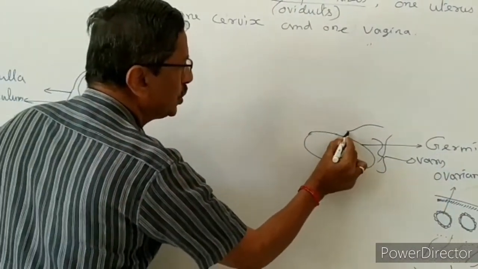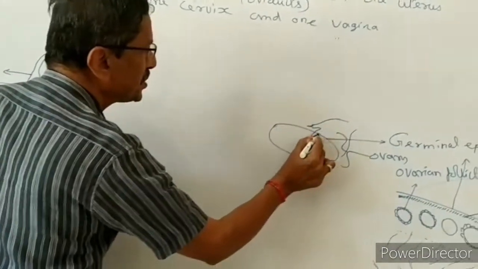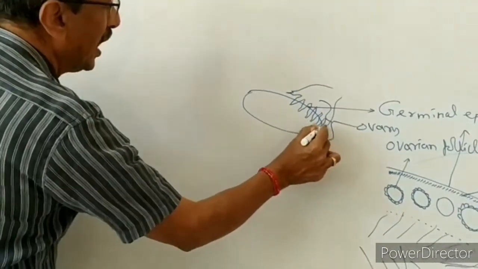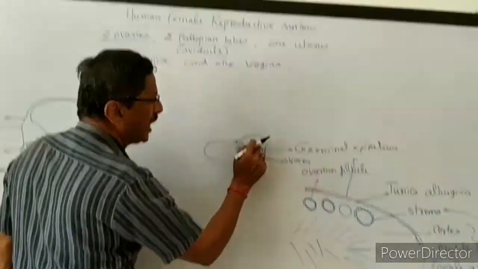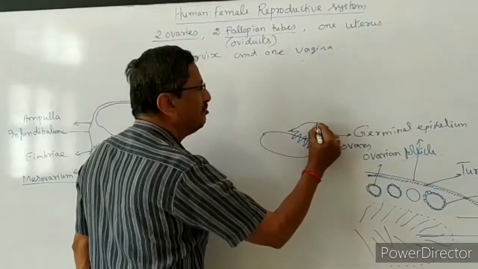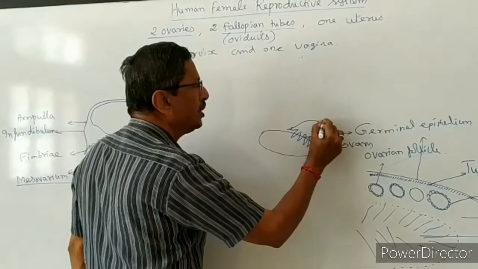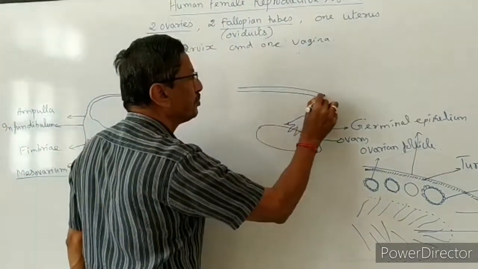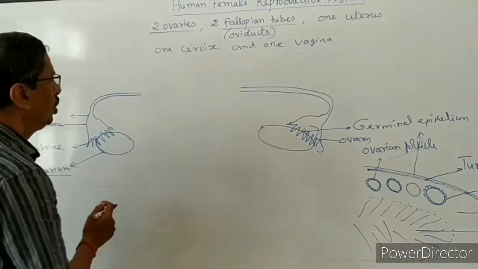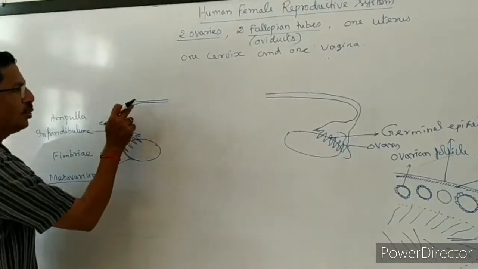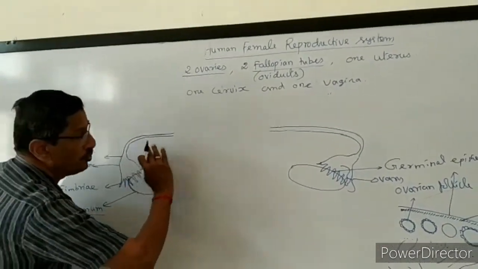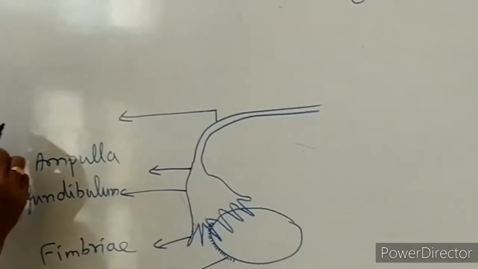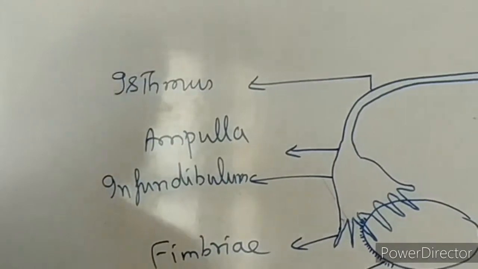Similarly, this side also, fimbriae are present. The finger-like projections, fimbriae, are present. And this is the infundibulum. The infundibulum leads into the ampulla. The ampulla leads into a narrow tube, a long and narrow tube. What is the name of this narrow tube, which is very long, moving towards the center? This region is called isthmus.